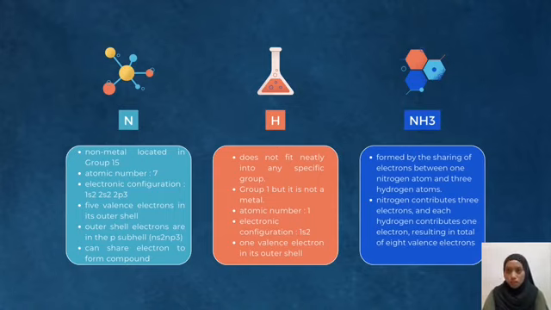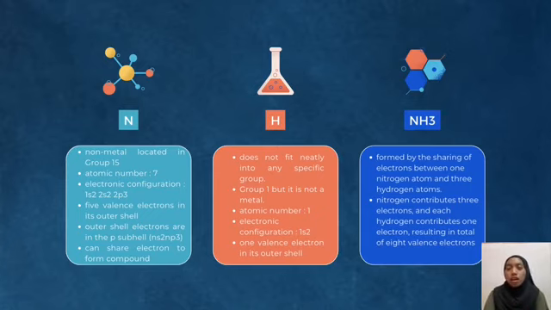Firstly, we have nitrogen. Nitrogen is a non-metal located in group 15. It has atomic number 7 and 5 valence electrons in its outer shell. Its outer shell electrons are in the p subshell. Nitrogen can share electrons to form a compound. Then we have hydrogen. Hydrogen does not fit neatly into any specific group, but it is placed in group 1 and is not a metal. Hydrogen has atomic number 1 and 1 valence electron in its outer shell.